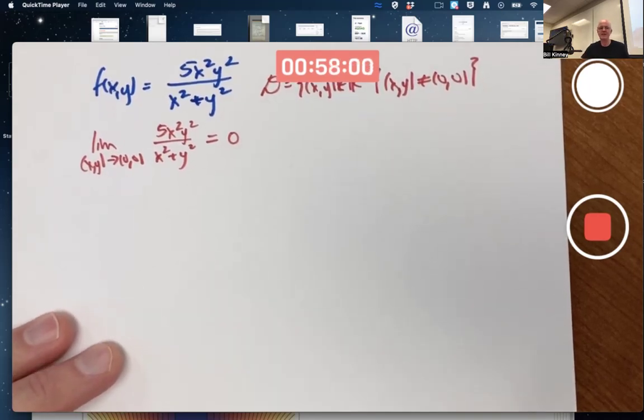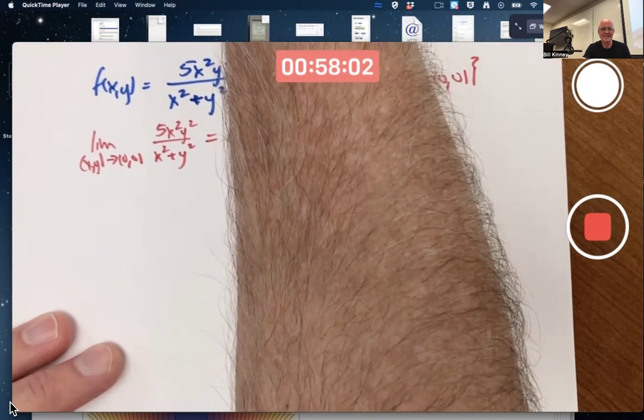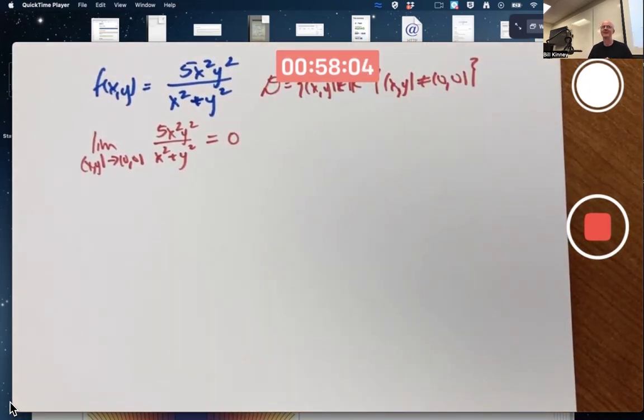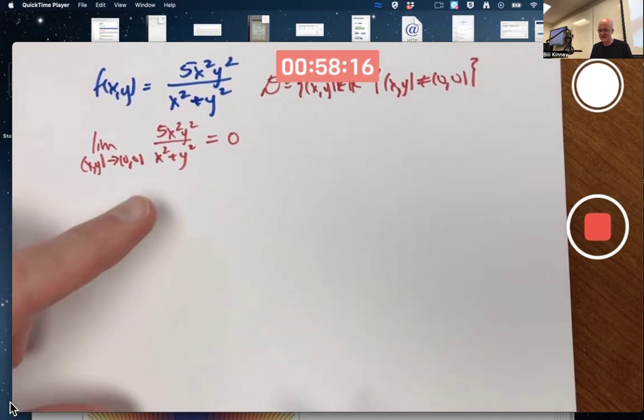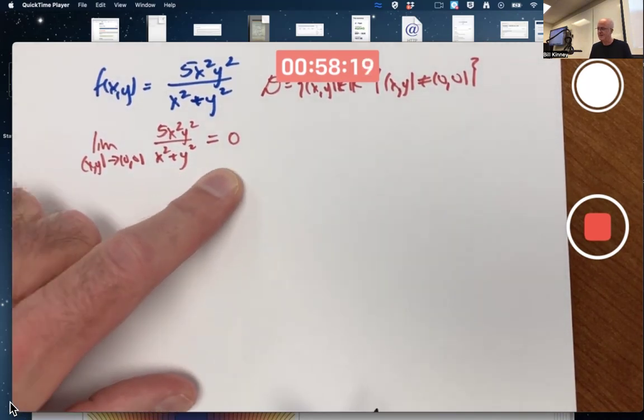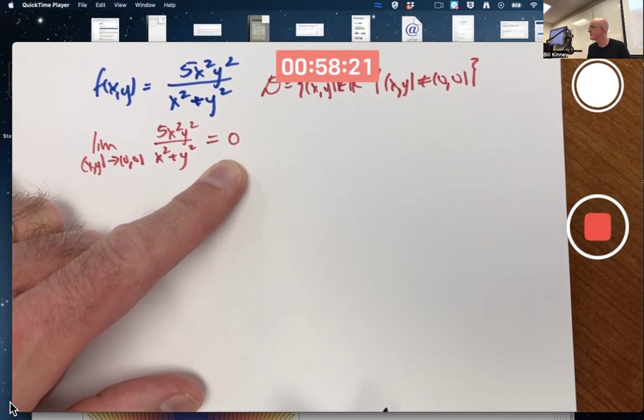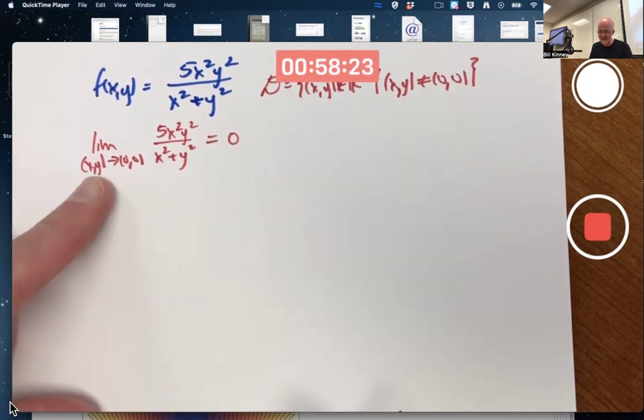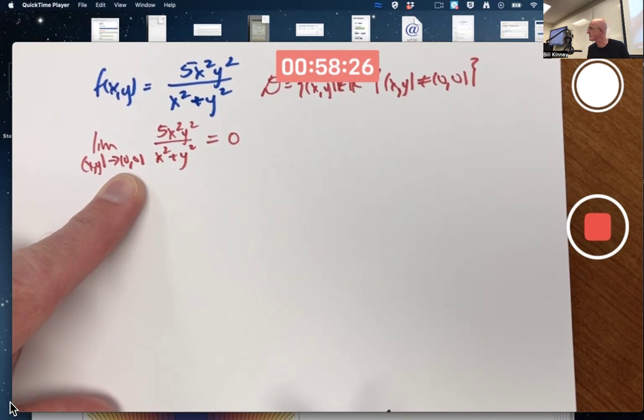This is related to the official rigorous definition of a limit involving some Greek letters, epsilon and delta, that maybe you saw in Calc 1 and maybe you didn't. Intuitively, we're saying the values of this function can be made as close as you like to 0, as long as x comma y is close enough to the origin, as long as x and y are both sufficiently close to 0, no matter which direction you're approaching the origin.